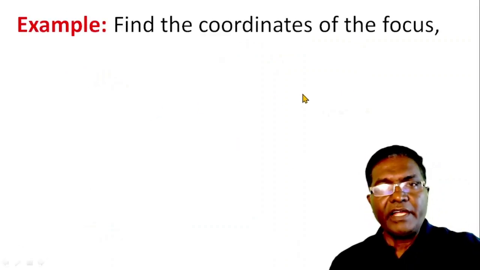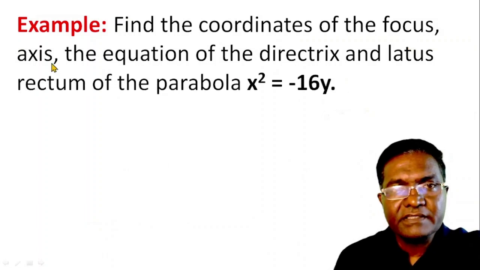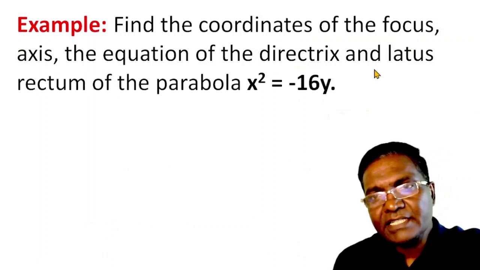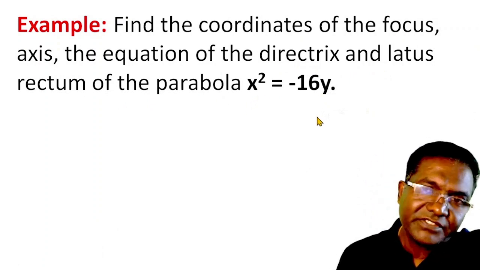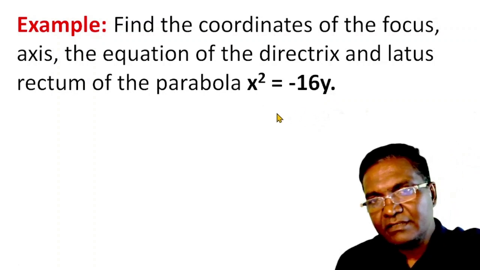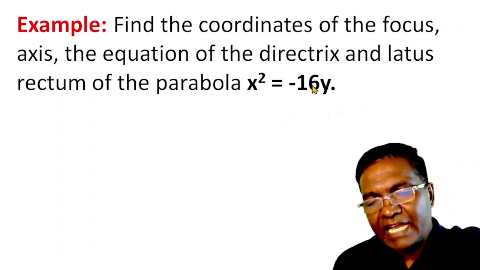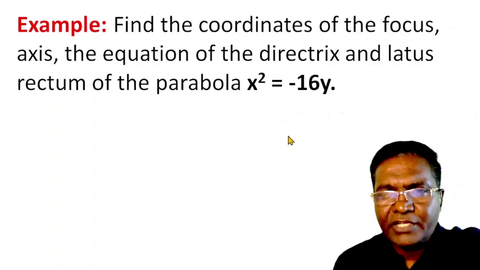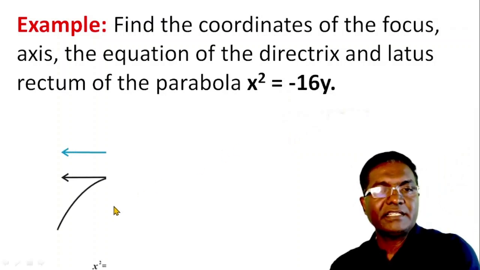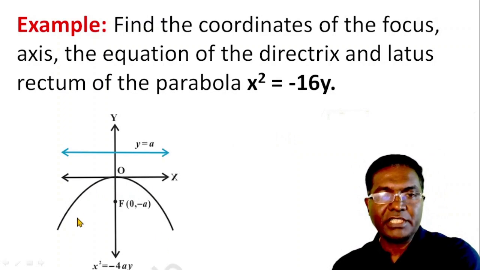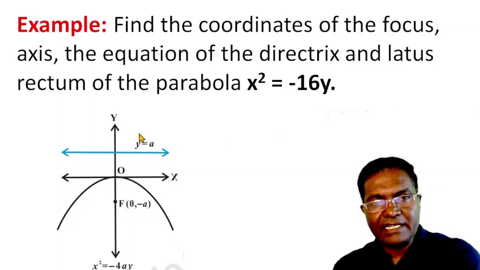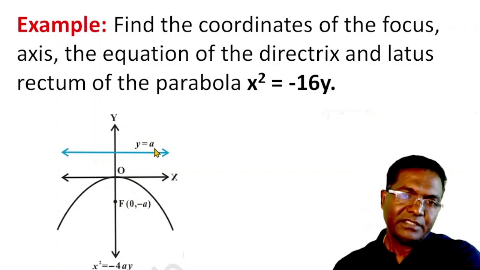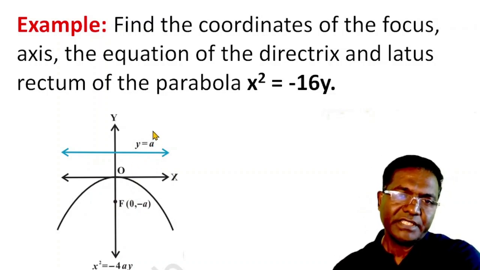Find the coordinates of the focus, axis, the equation of the directrix and latus rectum of the parabola x square equal to minus 16y. Coefficient of y is negative, so its axis is negative y-axis. So you will get a curve in this form. No need to draw the curve, but for your understanding, I am drawing. Its focus will be at 0, minus a, and directrix is y equal to a. So first find a and use these things.